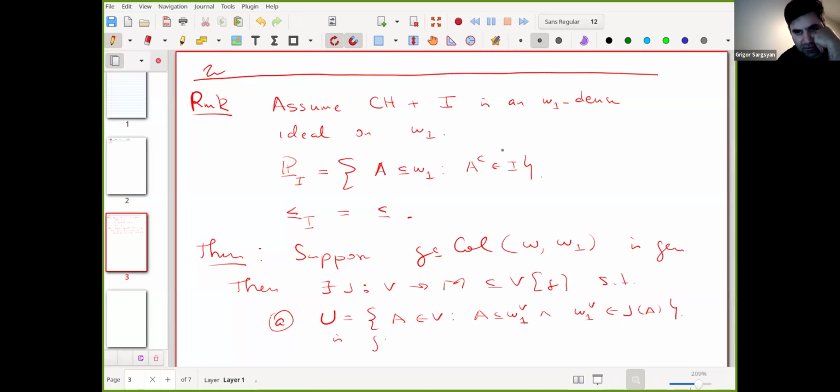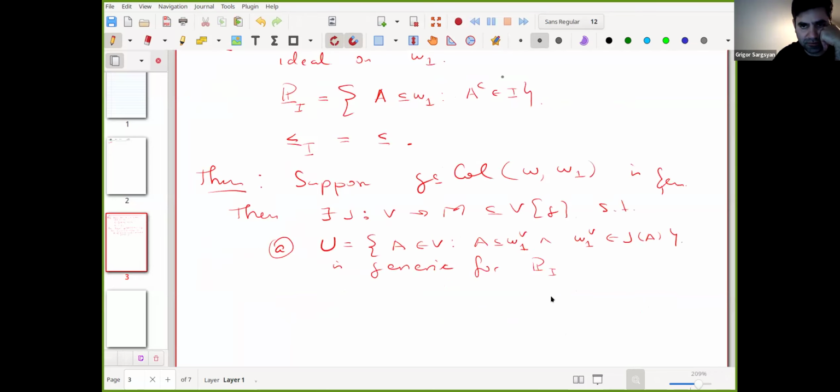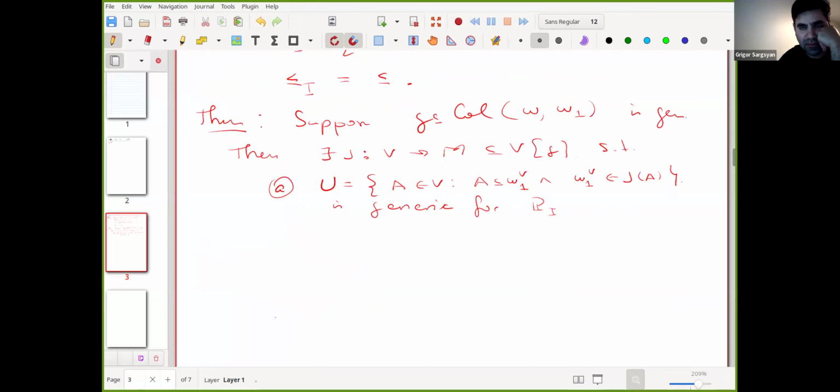U is generic for P_I. So you added a generic embedding, an outer filter. This U is an outer filter, and M_U is equal to the actual ultrapower embedding, and that's it. So this is how you want to think of dense ideals, meaning the embedding shows up as soon as you collapse omega-1.